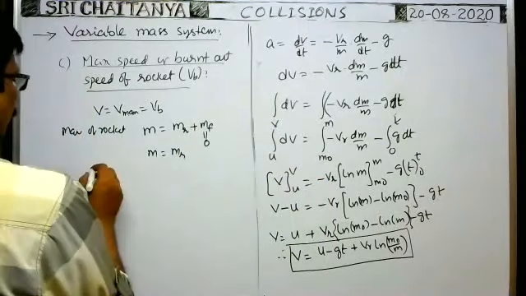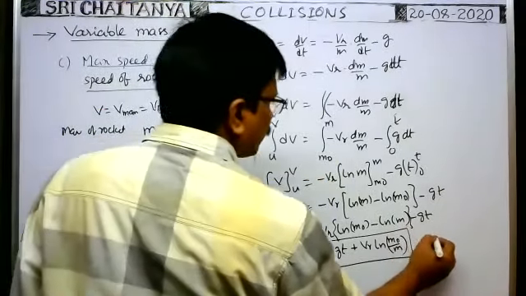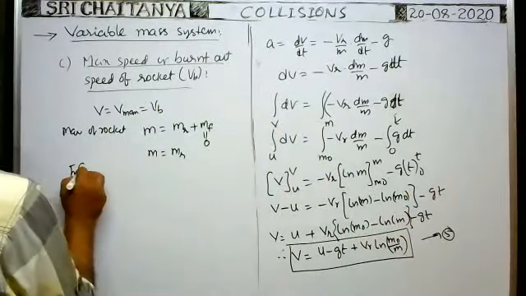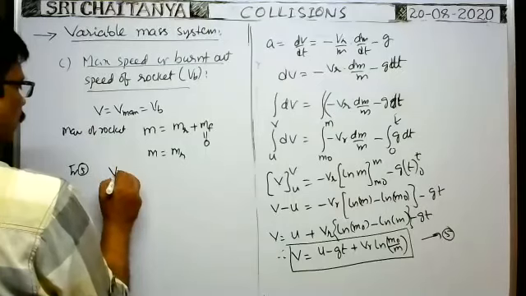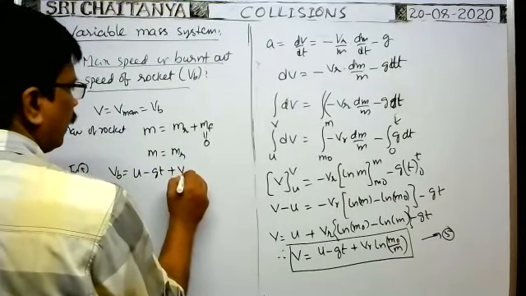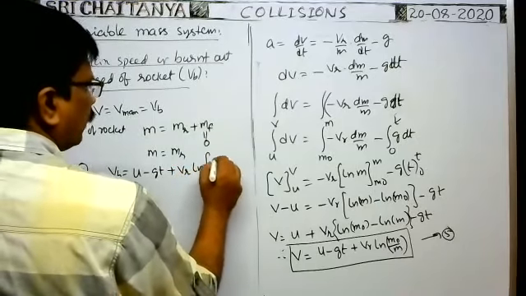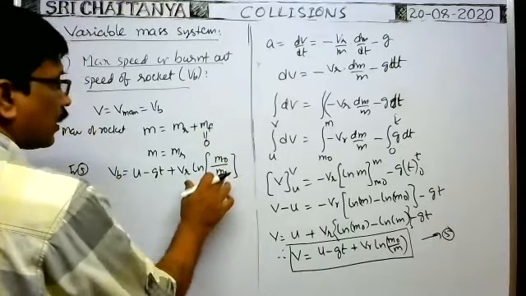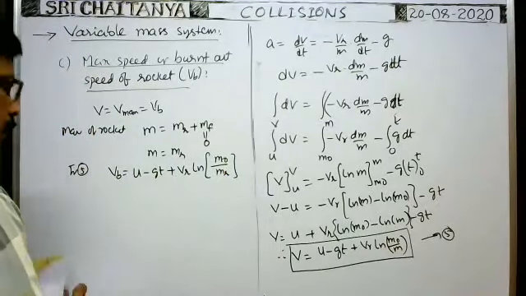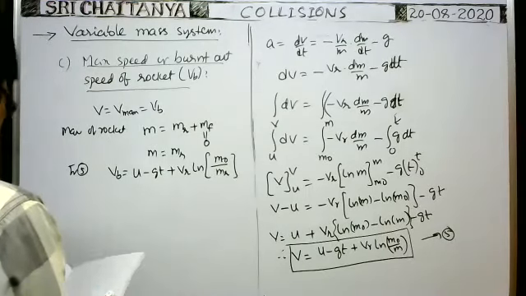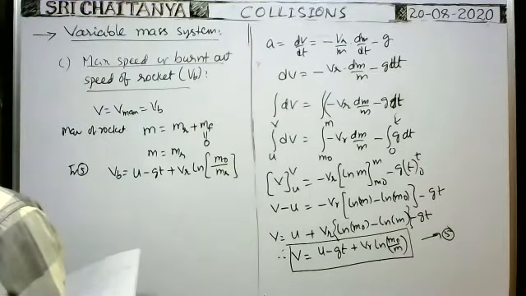Therefore, instead of V, from this equation, say equation 5, V is equal to VB, the burnt out speed, which is equal to initial velocity minus gt plus VR ln m naught by m, where we have to substitute the mass of the rocket without fuel. So this is the formula for burnt out speed.